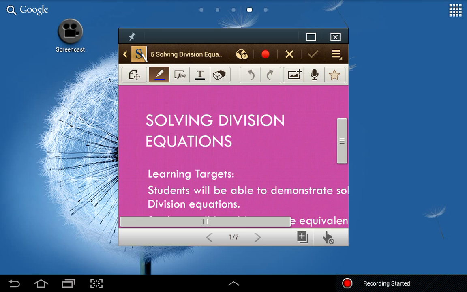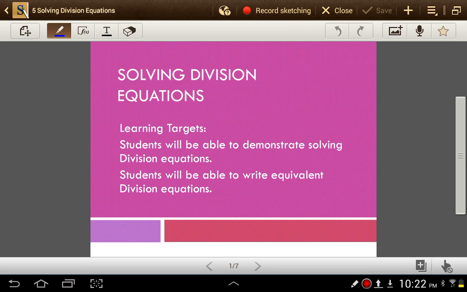Alright guys, here we are with our solving division equations video. Two learning targets. These should look familiar. First one is students will be able to demonstrate solving division equations, and the second one is students will be able to write equivalent division equations.